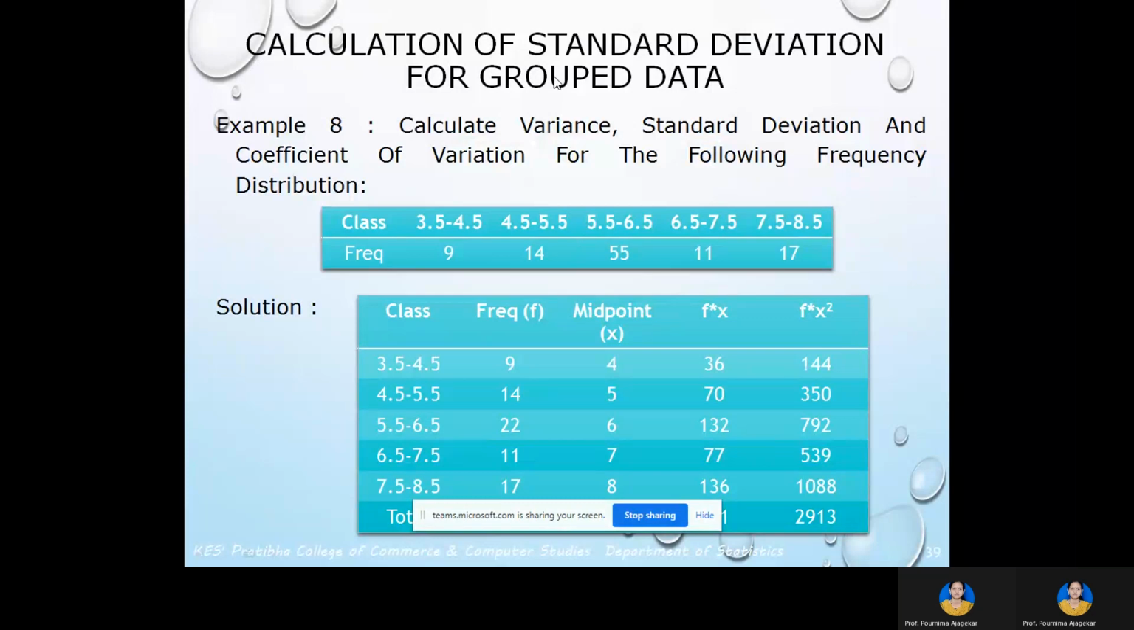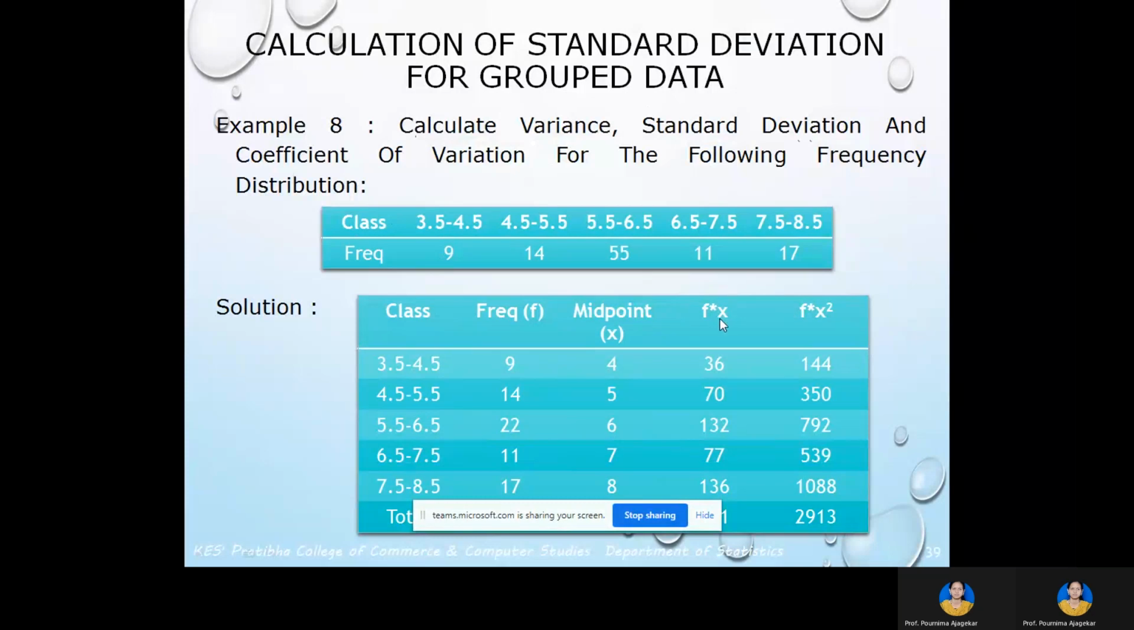And calculation of standard deviation for grouped data. Calculate variance, standard deviation, and coefficient of variation for the following frequency distribution. Here we have been given a continuous frequency distribution, with class intervals and frequencies. In this case, we consider the xi's as midpoints of the class intervals. Firstly, we have to compute the midpoint of each interval. These are the midpoints of each interval: 4, 5, 6, 7, 8.